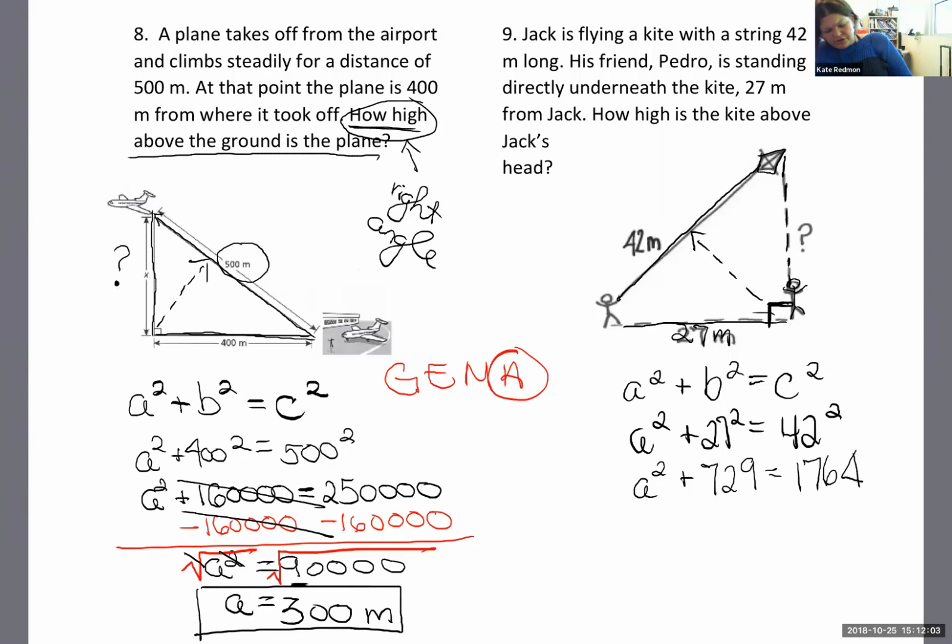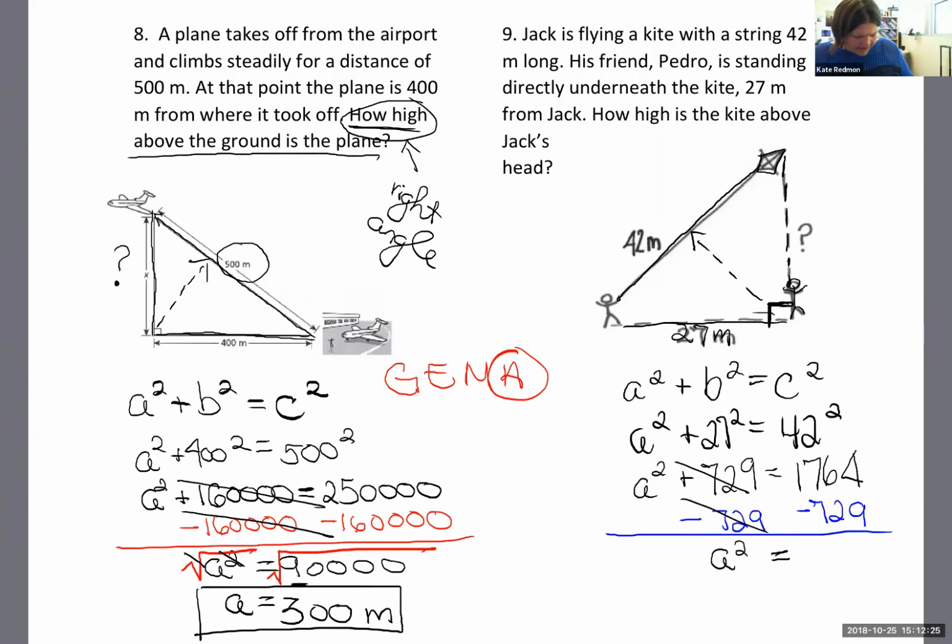Time to start solving, working to get the letter alone. So I see the opposite of adding 729 is subtracting 729. I'll do it from both sides. Let's see what our new equation is after we made that balance change. Adding 729 and subtracting 729 cancel, so the only thing that'll be left on the left-hand side is a squared.